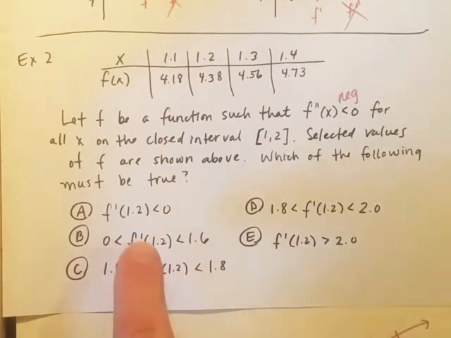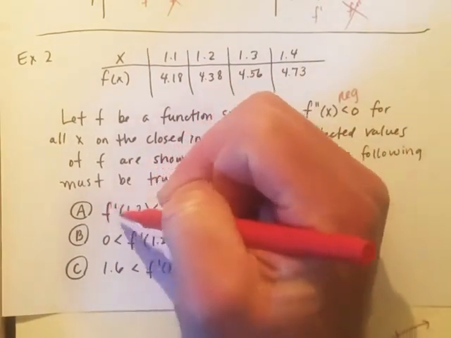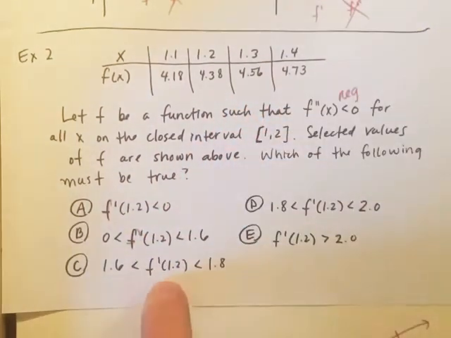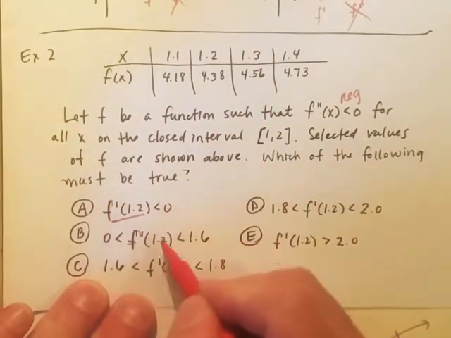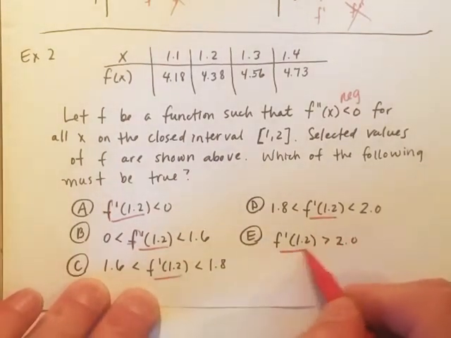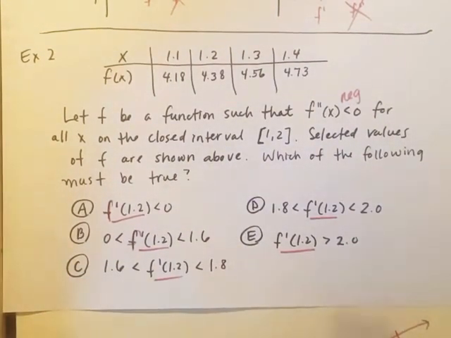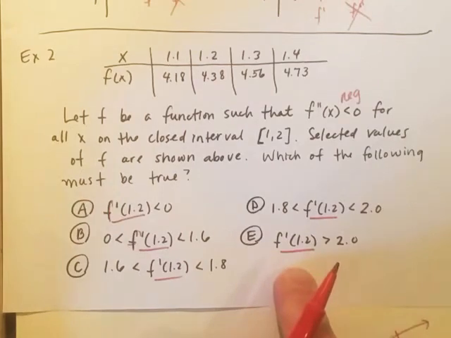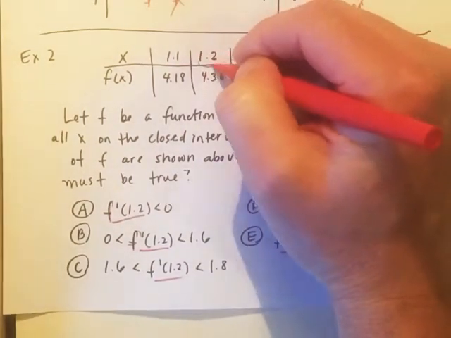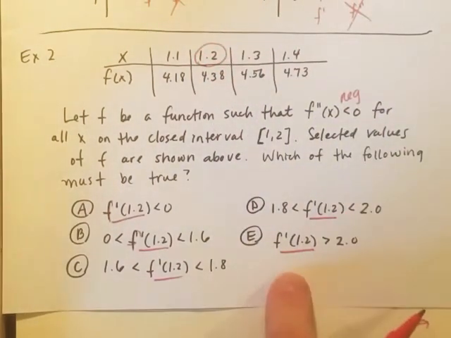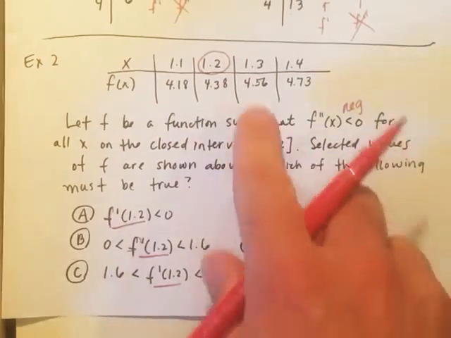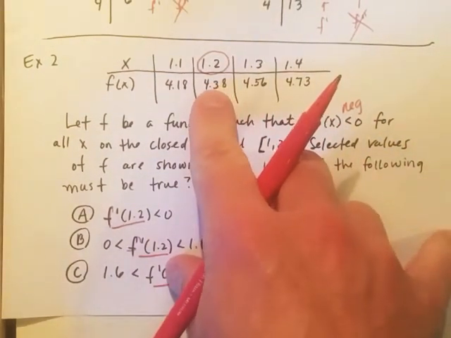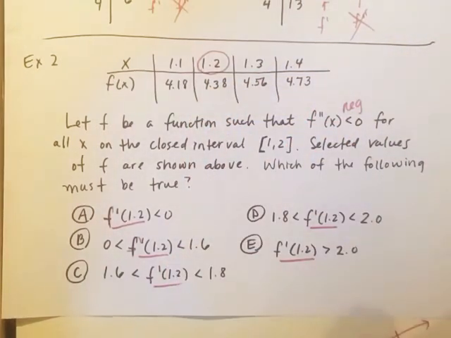Now, the tough part is they're asking us questions about f prime. And notice how every single one of these is talking about f prime of 1.2. This is basically the guts of the question right here. So let's look at where 1.2 is in our table. That's right here. And they're asking us what is the slope at 1.2. Well, we don't have an equation to find the derivative of and plug in 1.2 to find the slope. But what we can do is approximate it by average rate of change.